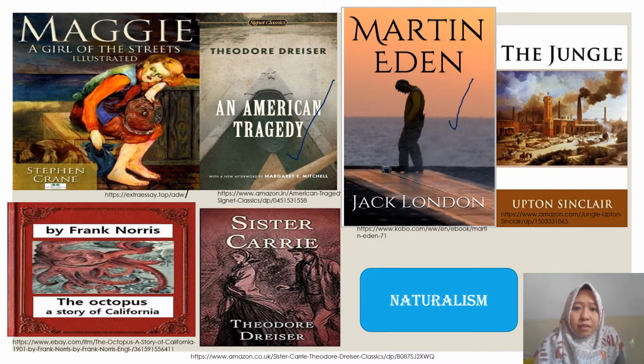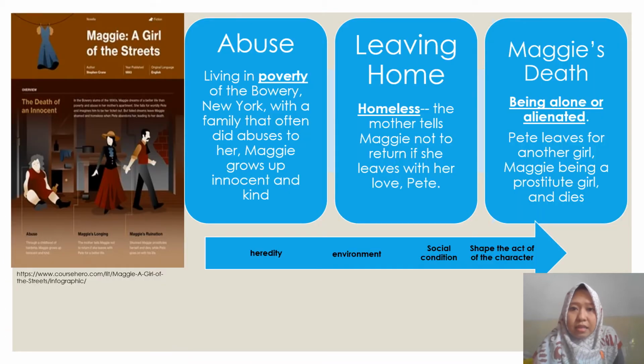Okay, what we will discuss today is Maggie, A Girl of the Streets. Maggie is one of the naturalist novels. What is it talking about? This is talking about a family living in poverty, and the main character here is Maggie. Nah, ini gambarnya ya. Ini adalah Maggie. Ini adalah boyfriend Maggie. Dan ini adalah the mother of Maggie.